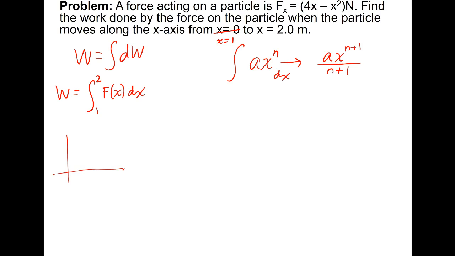Now, what does this function actually look like? Well, it starts at 0 and it goes up and comes down. So if this is f of x, and this is x, we're trying to find this area.